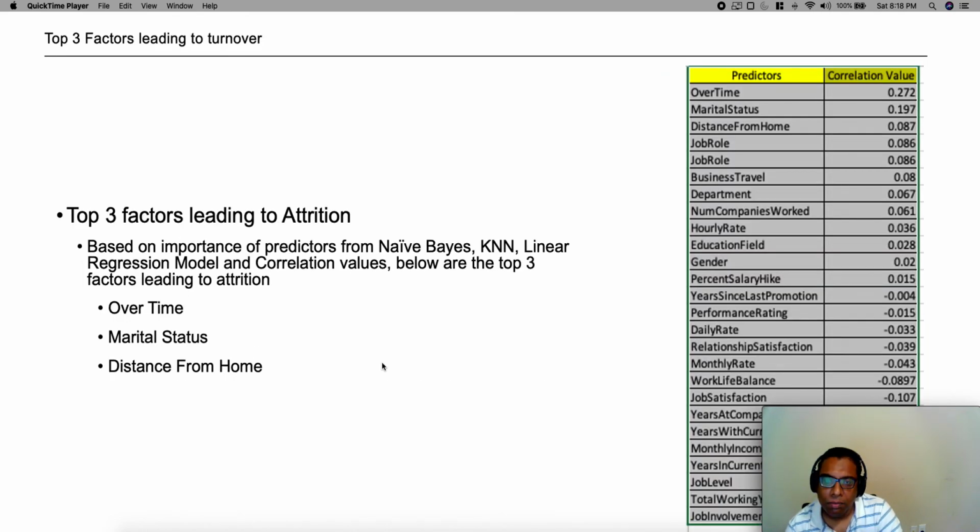So coming to the final metric, the top three factors leading to turnover. Based on the importance of predictors from the naive Bayes, KNN, and linear regression models, and also taking into account the correlation values, below are the top three factors leading to attrition. The first one is overtime, the second one is marital status, the third one is the distance from home.